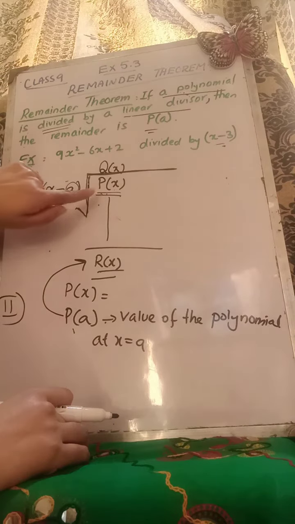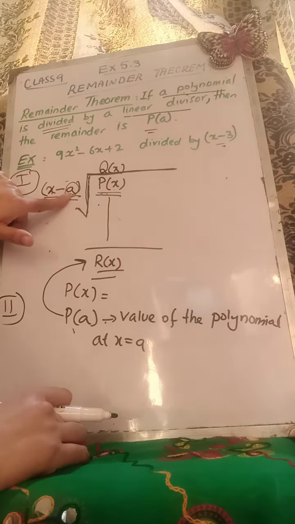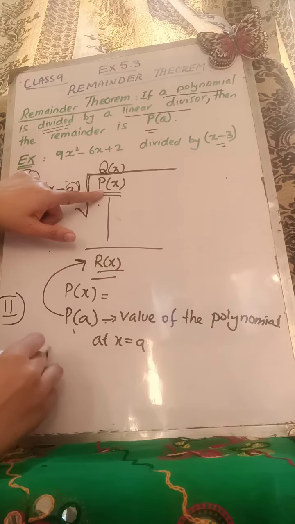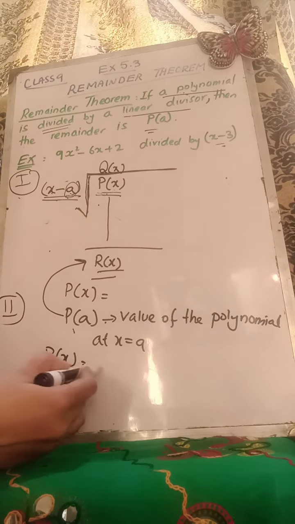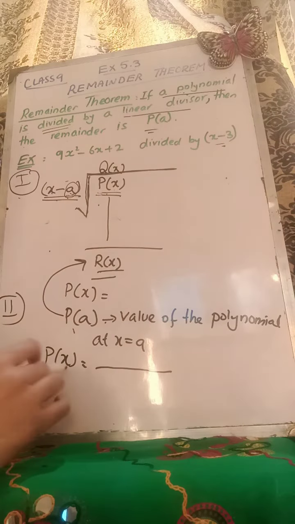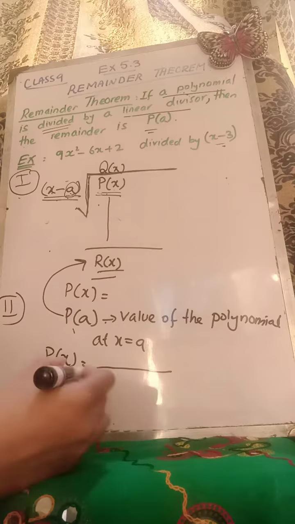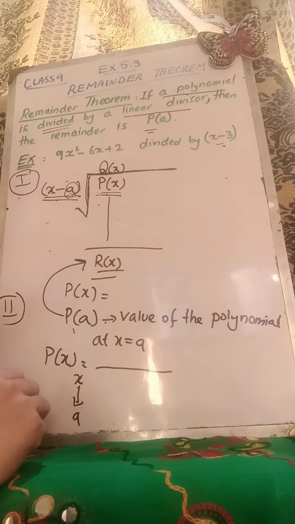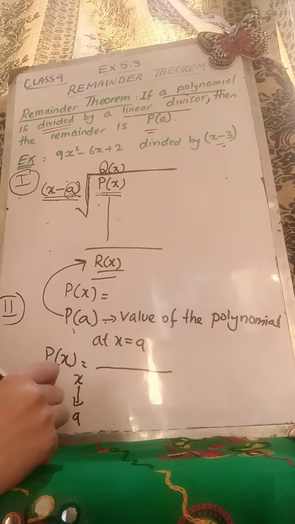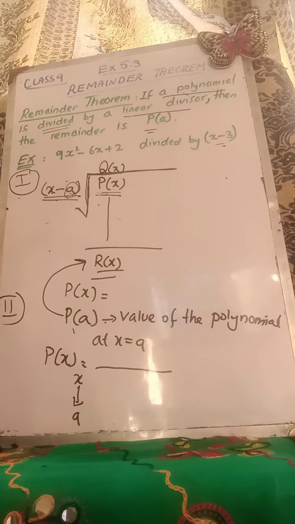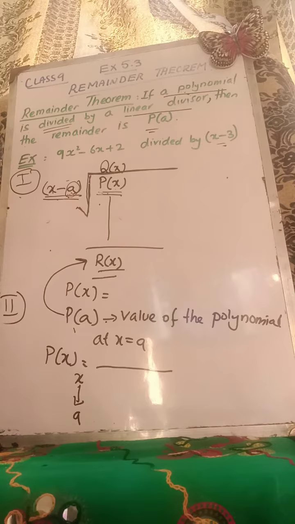Okay, what is p of a? P of a is actually the value of the polynomial at the point a. So we have two methods. First method is to do the long division, and the second method is that pick this polynomial, it will be some expression of x, and just replace x by a. When you replace x by this number, you will get some real number, and that will give you the remainder. Let me explain this with the help of the remainder theorem.